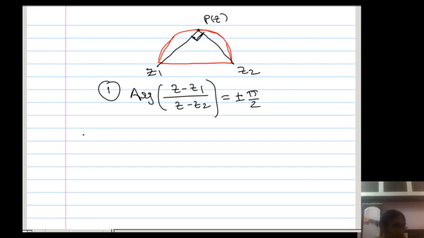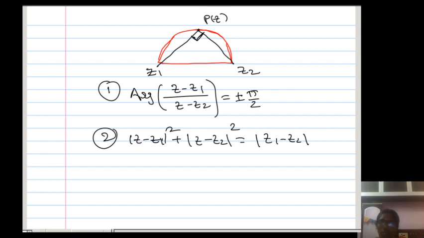Next, one more thing: Z1 and Z2 are end points of the diameter. Then what is the equation of the circle in diameter form? The second point I can observe from the right angle triangle: adjacent side square, mod of Z minus Z1 whole square, plus mod of Z minus Z2 whole square is equal to mod of Z1 minus Z2 square. Adjacent side square plus opposite side square is equal to hypotenuse square. So this is another form of the equation of a circle in the diameter form, because Z1 and Z2 are end points of the diameter.